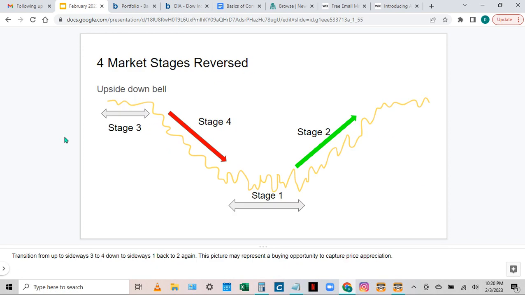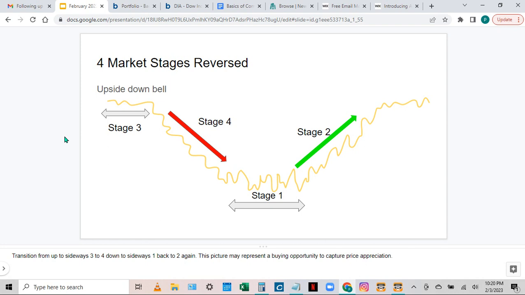This is a reverse of that stage where maybe a good company was punished along with the other companies and was sold off. And then it came down to stage 1 again, and we see accumulation taking place. And then we go back to a stage 2. I think about maybe large companies that were sold off along with everybody else in 22, and now they're being purchased again. Maybe something like Apple or something like that. Okay.